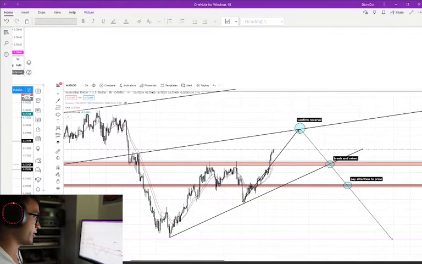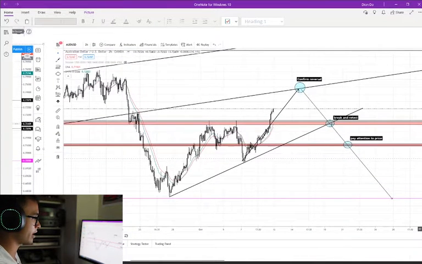Price could actually just break right through. There's a couple of things that can happen. So I've marked these important areas with this blue ellipse. I'm not expecting and I'm not trying to predict what could happen.